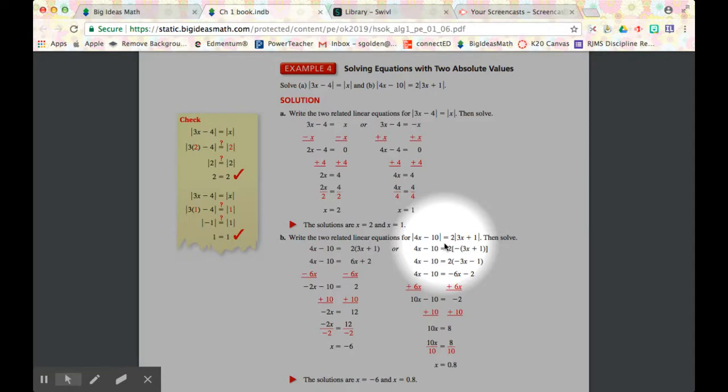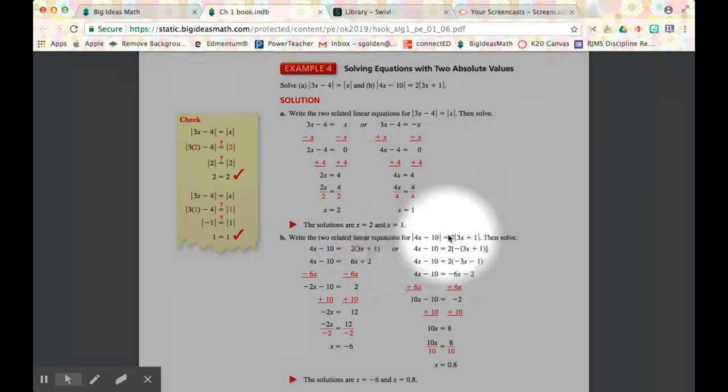So on this problem, first thing we do is write our two problems. So I have 4x minus 10 equals, and then we can kind of just drop those, but they kind of become parentheses since it's 2 times all of that. So we have 2 times 3x plus 1 in parentheses.